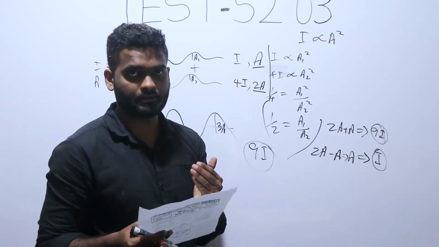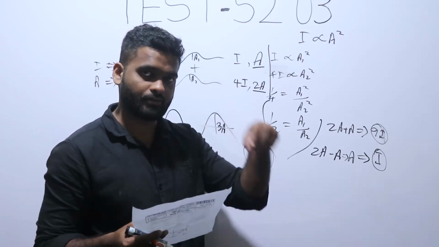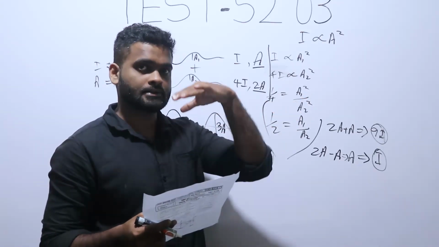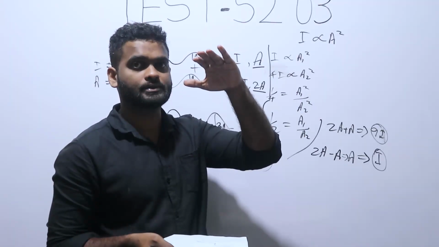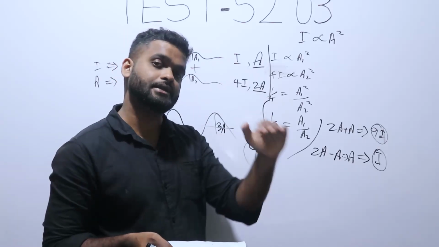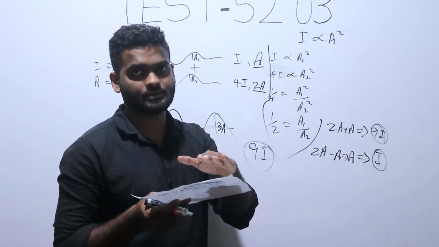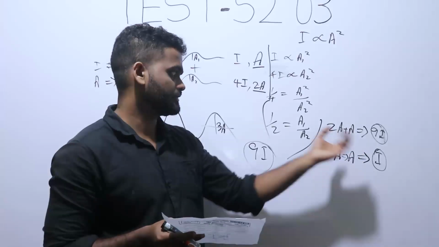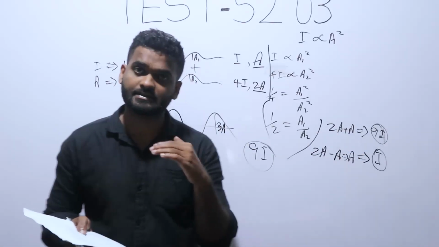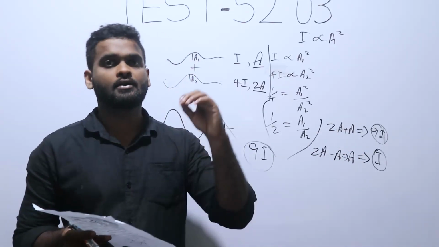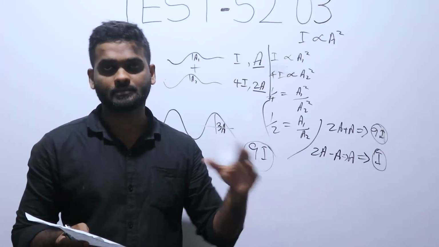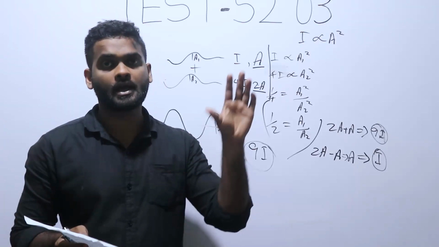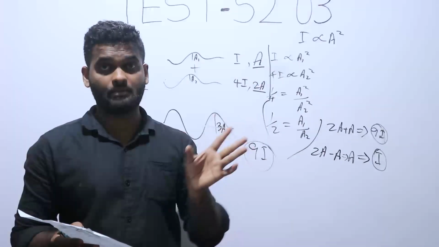So the answer should be 9I and I. It's one wave, but if they are in constructive interference, amplitude grows. If they are in destructive interference, amplitude shrinks. So the intensity also varies according to the amplitude, but intensity is always proportional to amplitude squared.